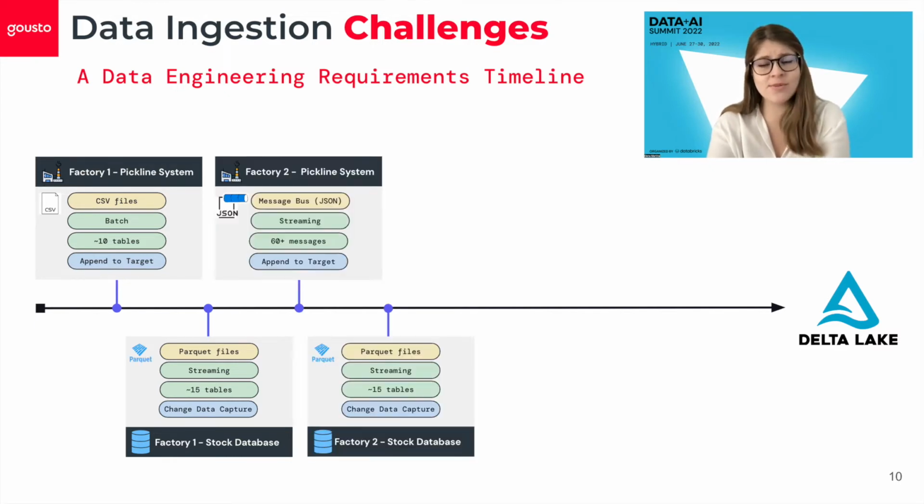However, what happens when Factory 2 comes along? Factory 2 pickline data is indeed completely different from Factory 1's. Arriving in small JSON files through a message bus, it features 60+ different messages that need to be processed in a streaming fashion. And here's where the complexity starts to increase.